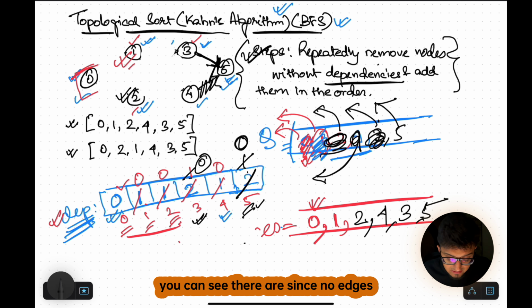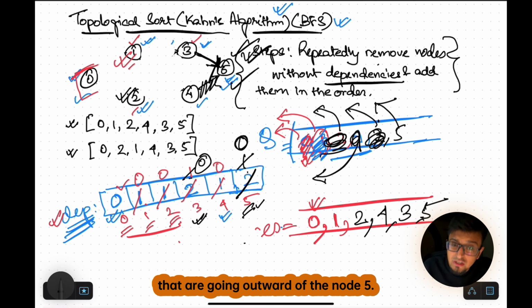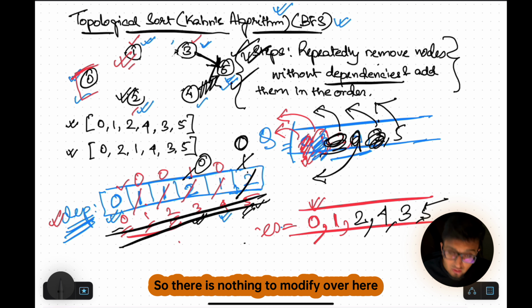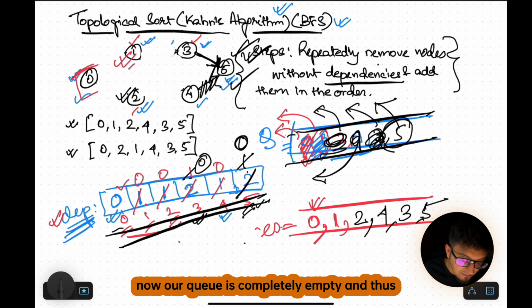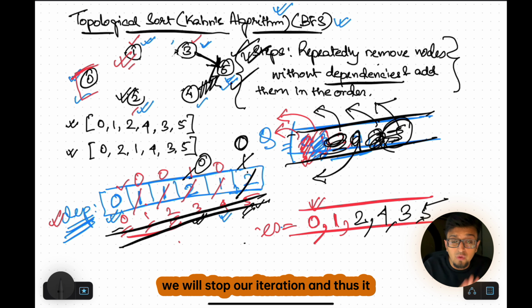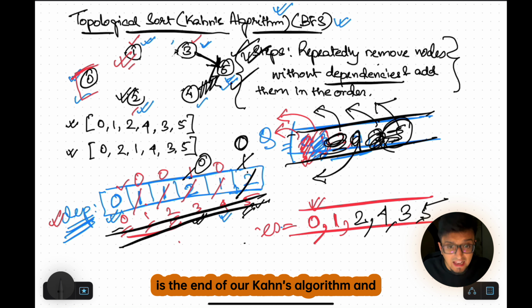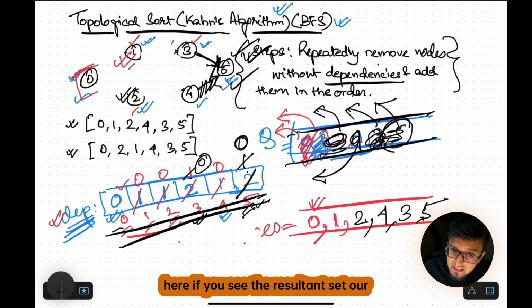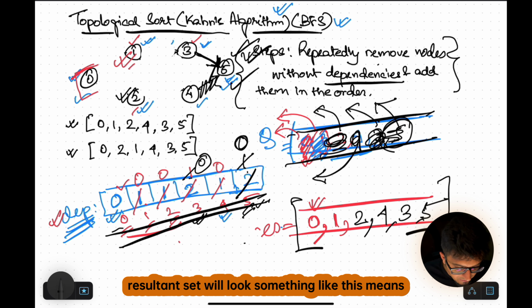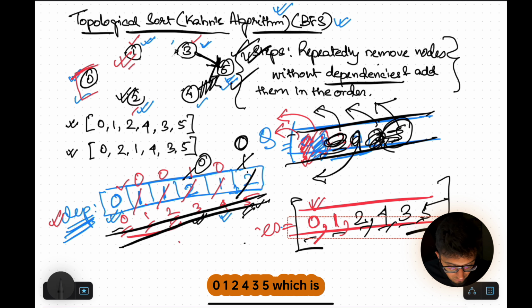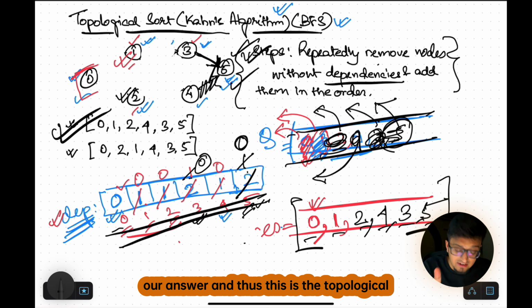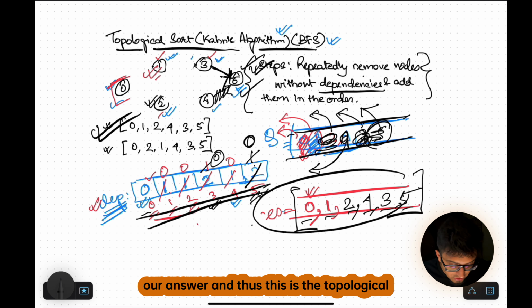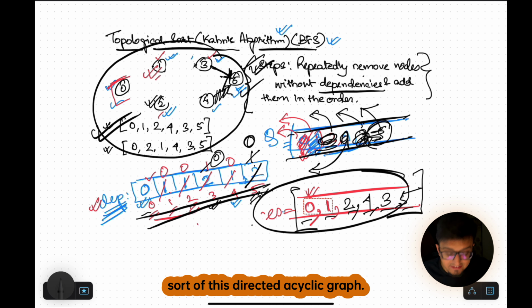And here you can see there are no edges going outward from node 5, so there is nothing to modify in the dependency set. And since right now our queue is completely empty, we will stop our iteration. And thus it is the end of our Kahn's algorithm. And here if you see the resultant set, it will look something like this, means 0, 1, 2, 4, 3, 5, which is one of our answers. And thus this is the topological sort of this directed acyclic graph.